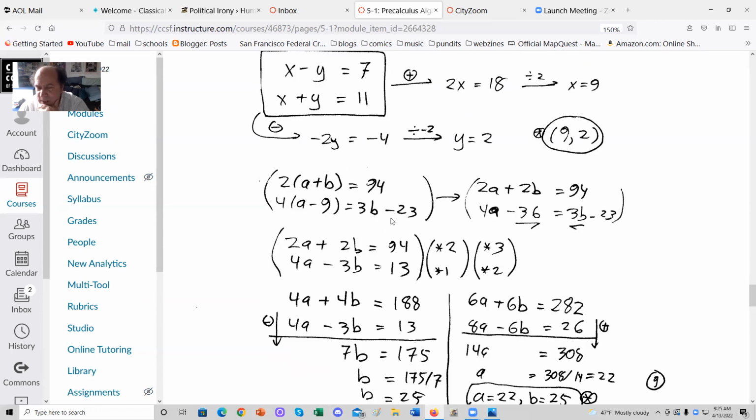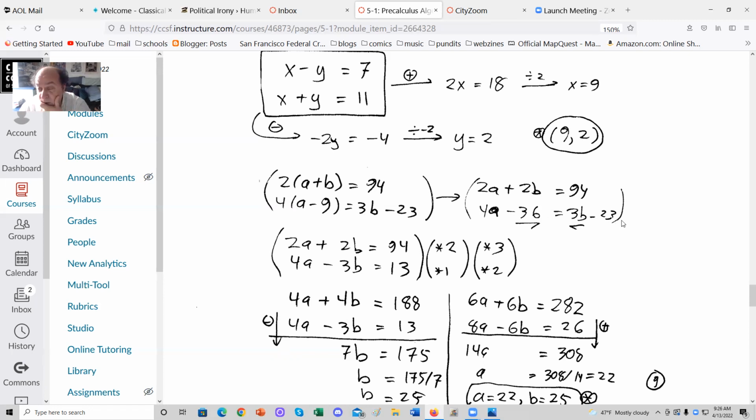Oh, here they're definitely being annoying. Twice (a plus b) equals 94. Twice (a minus 9) equals 3b minus 23. Ugh, what a mess. Well, okay, the first thing to do is to simplify things by distributing this 2 over here and doing some distributing here. So from the first equation, we get 2a plus 2b equals 94. The second equation is 4a minus 4 times 9, which is minus 36, equals 3b minus 23.